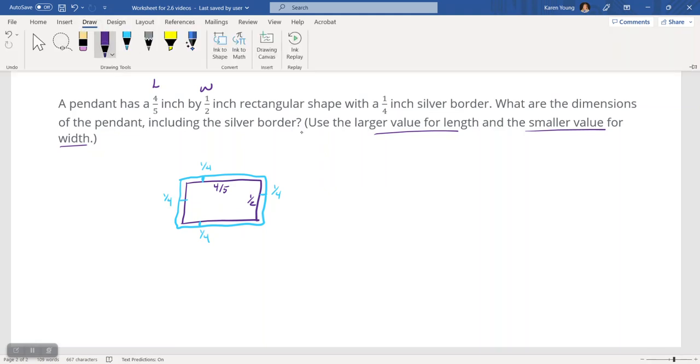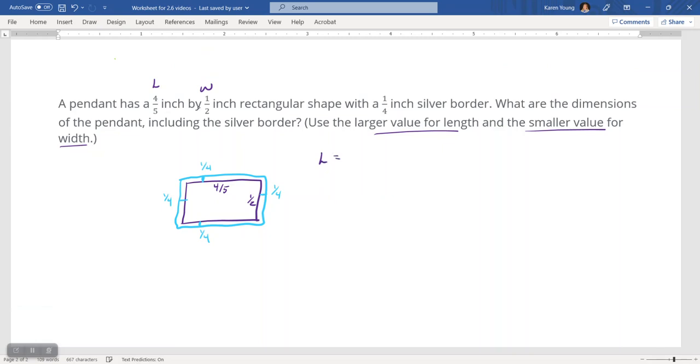So for my length, remember my length is 4/5 of an inch. I've got a 1/4 inch border on the left. I've got my length of 4/5 for the pennant itself, and then I've got a border of 1/4 inch on the right. So add all this up, this will give me my length with the border. Now I'm just going to look for a common denominator, because you always have to find a common denominator. It does not have to be the smallest denominator, it just has to be a common one.